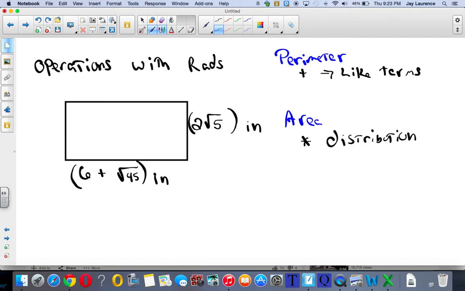Probably, not always. All right, so let's find the perimeter first. The perimeter is going to be the distance around the rectangle.